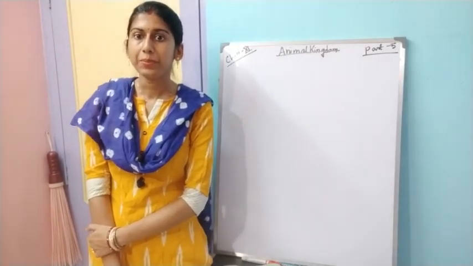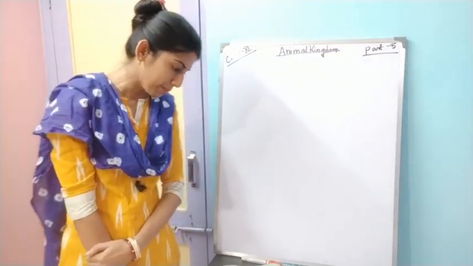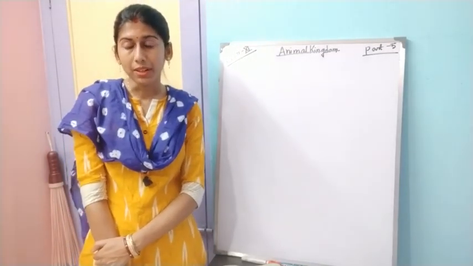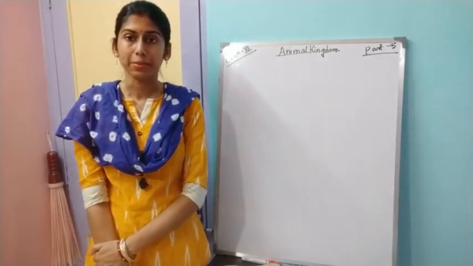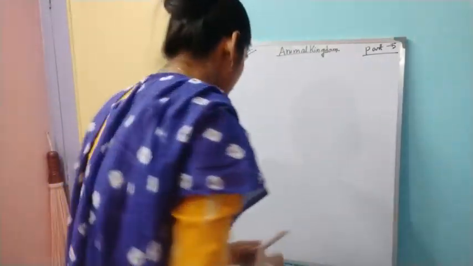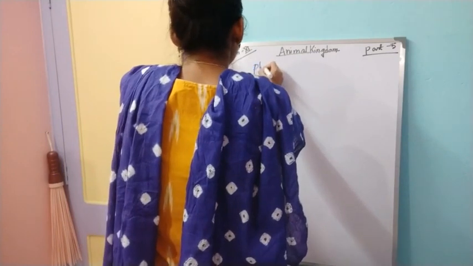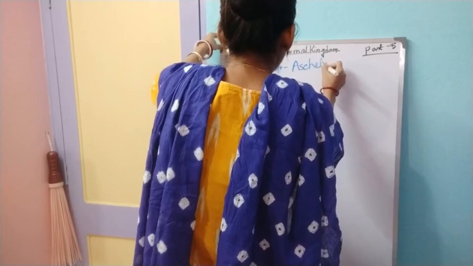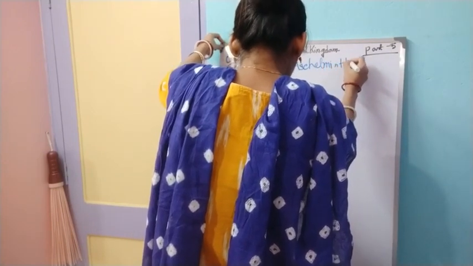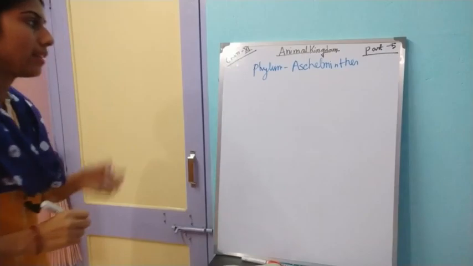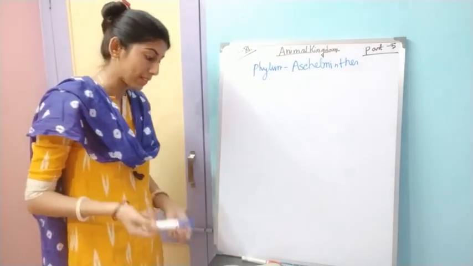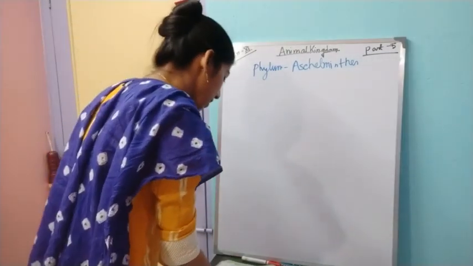We are in chapter 4, that is Animal Kingdom, and in our previous classes we have completed up to phylum Platyhelminthes. Today we will continue with this chapter, the topic phylum Aschelminthes. So today's topic is phylum Aschelminthes, and it has an alternative name which is called Nematelminthes. Phylum Aschelminthes is sometimes called Nematelminthes.